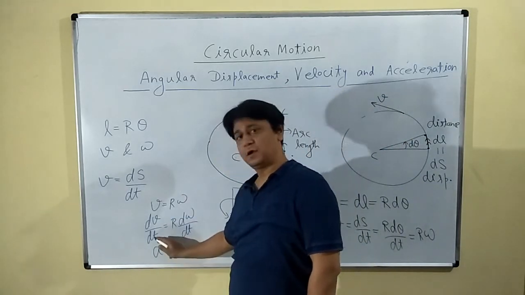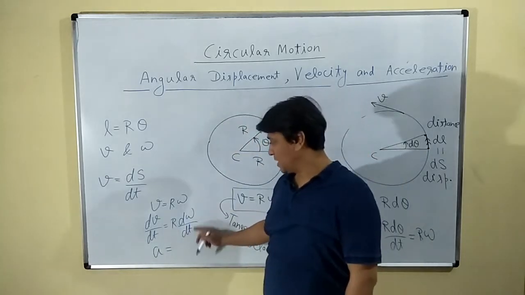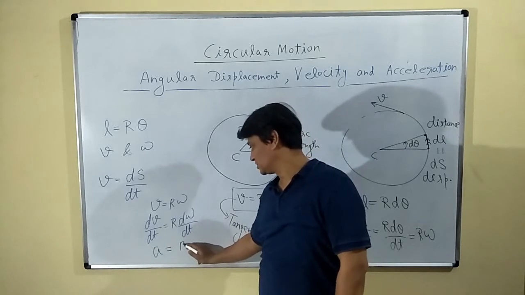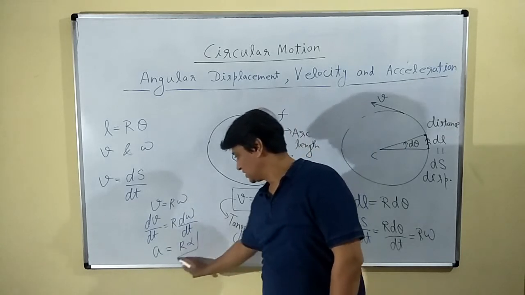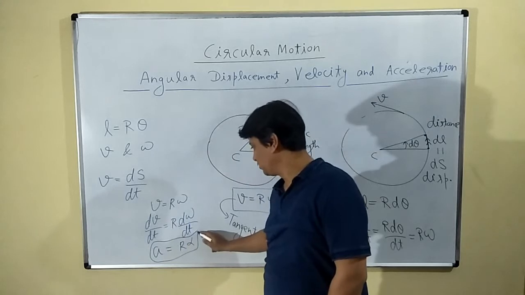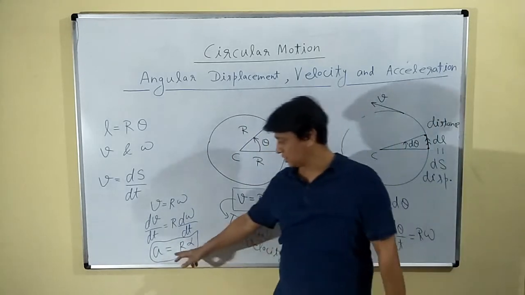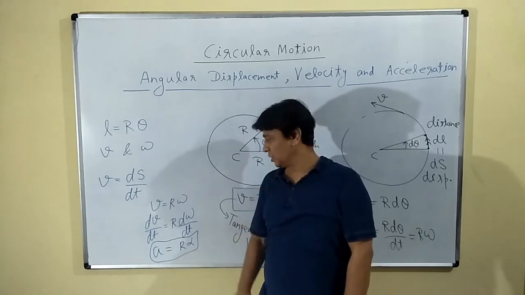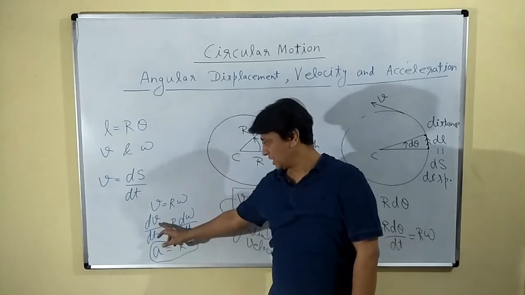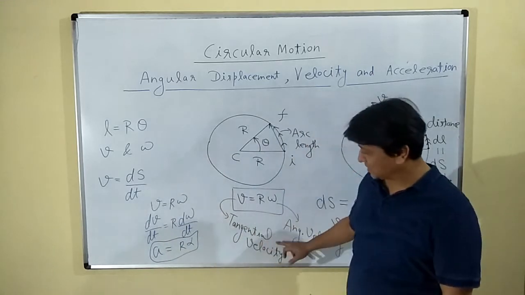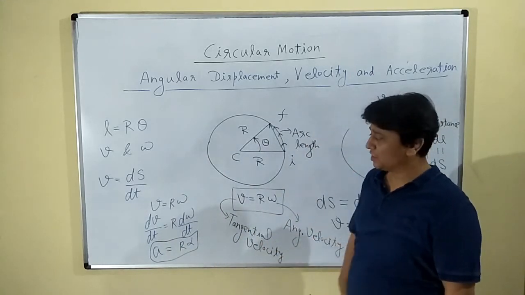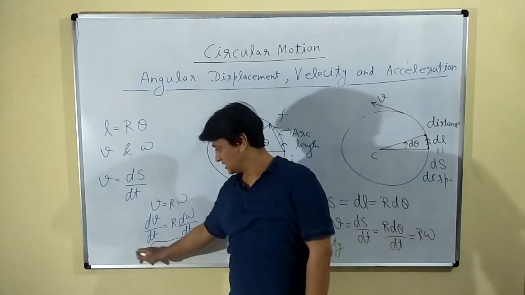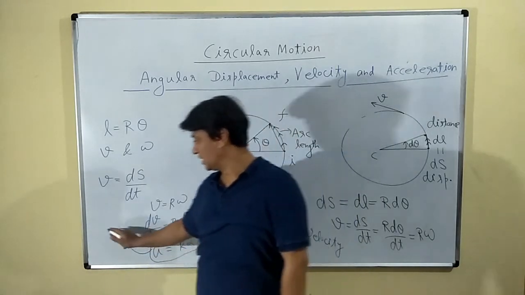A. What is d omega upon dt? Rate of change of angular velocity, which is alpha. This is the relationship between acceleration and angular acceleration. Now, look carefully. What is V? Tangential velocity. And therefore, this A, which you see, is tangential acceleration.